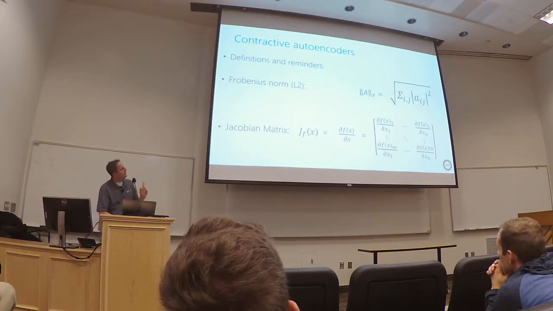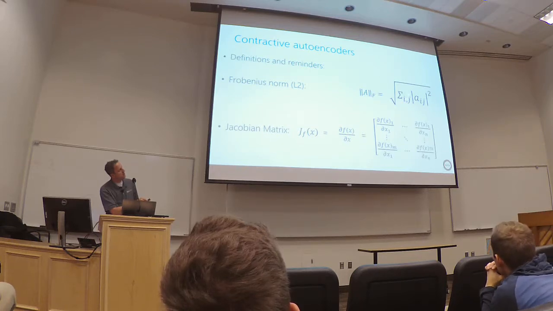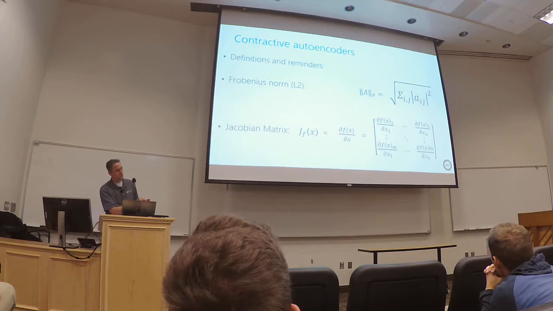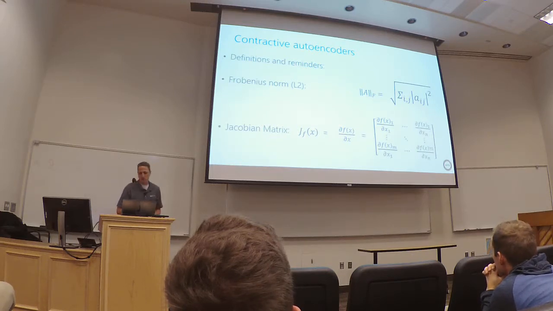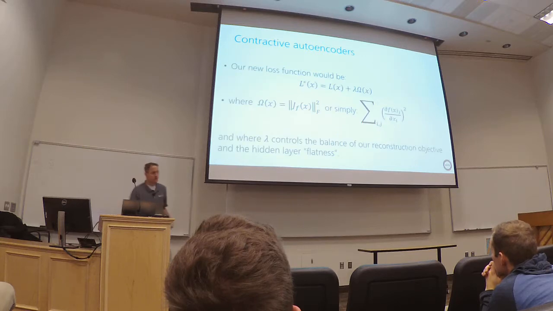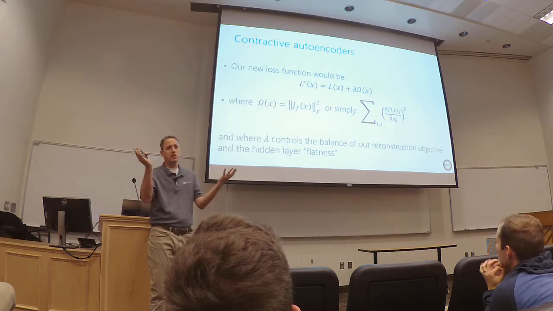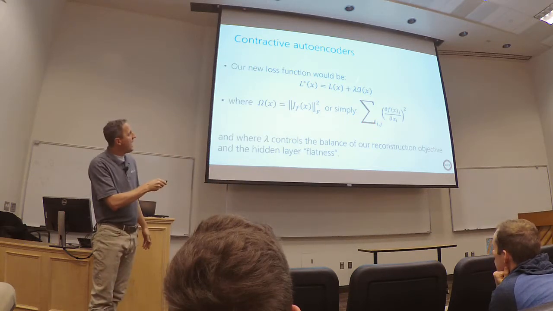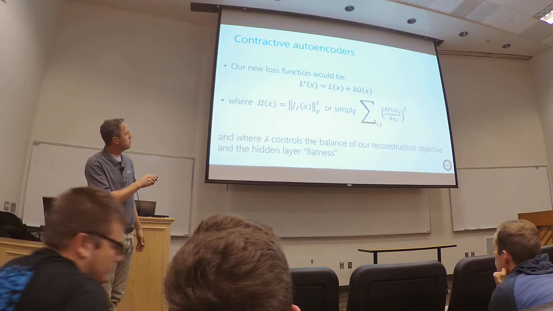So remember that the Frobenius norm of a matrix, so A here is a matrix, Frobenius norm has this F, is just we sum over all of the individual elements of the matrix and square them. Okay, so this is like mean squared error. Just take all the entries of the matrix, square them. And remember that the Jacobian is just the change of the output with respect to the input. So contractive autoencoders do the following. They say, okay, well, we've got some original loss function, say reconstruction loss, but we're going to add a regularization term. And that regularization term is going to be the Frobenius norm of the Jacobian.